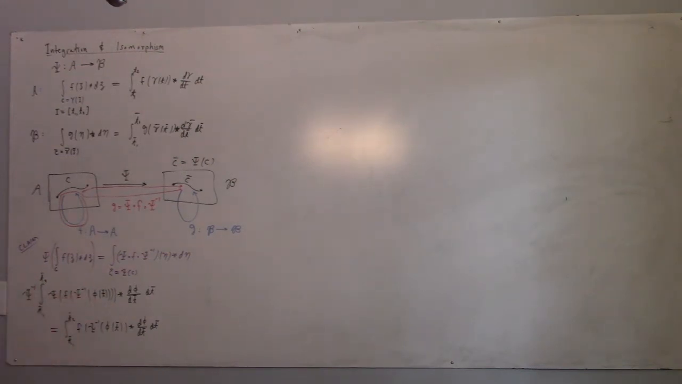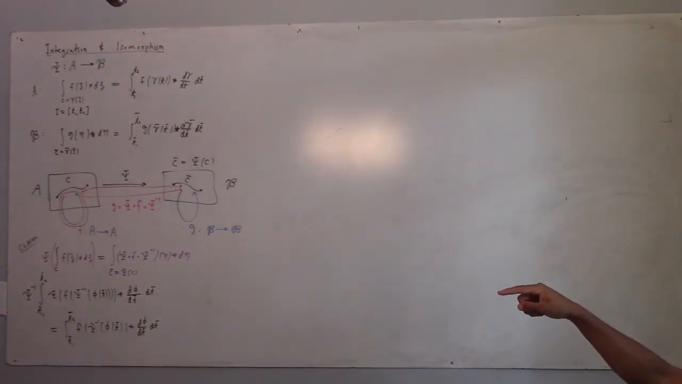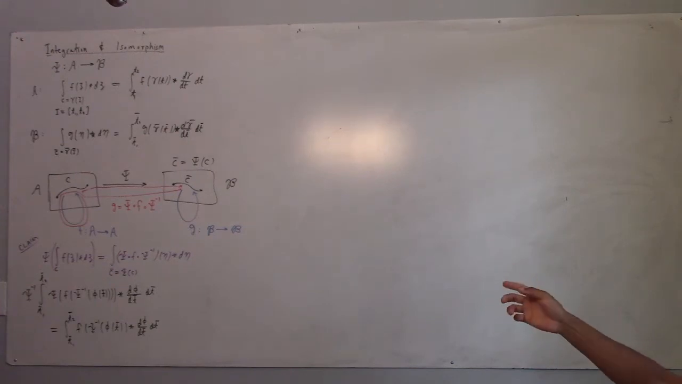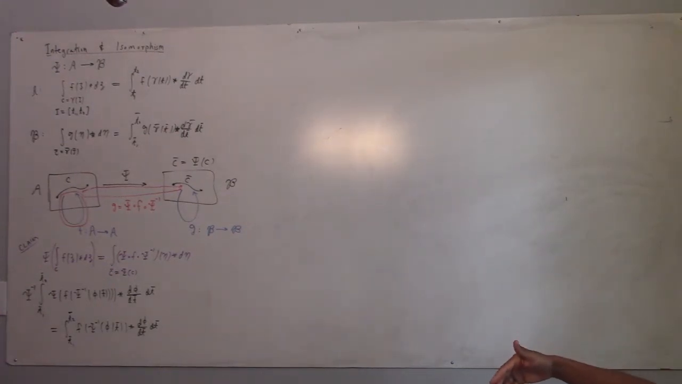Yeah, and also, mathematically, if you just start from the inside, psi inverse, we're going from B to A, and then you do F, which is on A, and then you map it with psi, and at the end you'd have to go back.